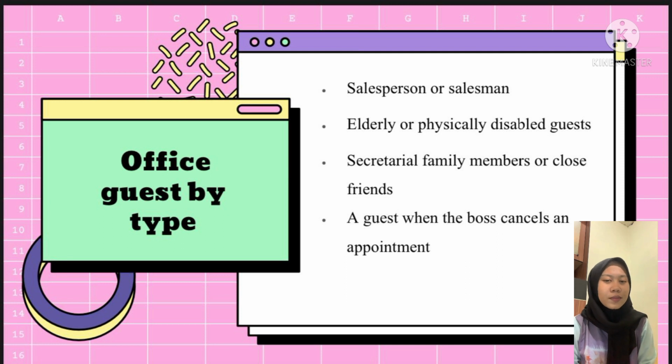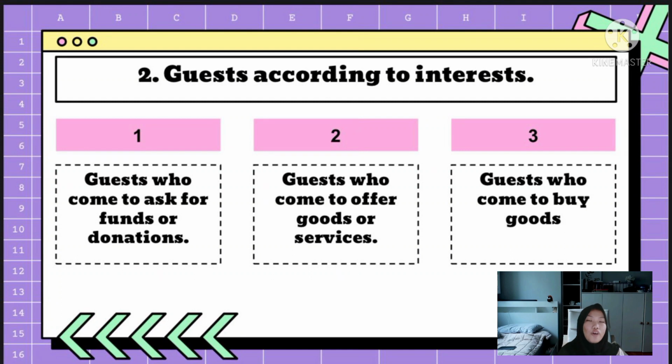a guest when the boss cancels an appointment. If necessary, ask them for a new appointment and explain why your boss canceled. To continue explaining about office guests by type, now it is about guests according to interest.